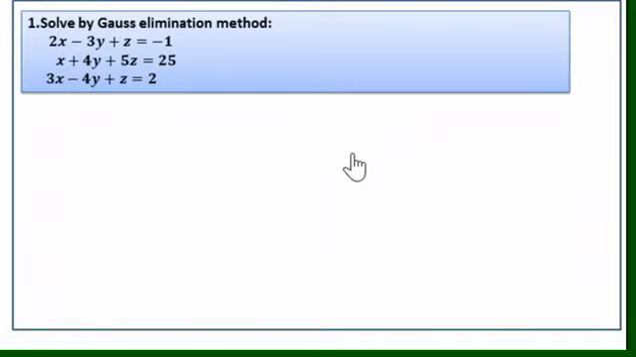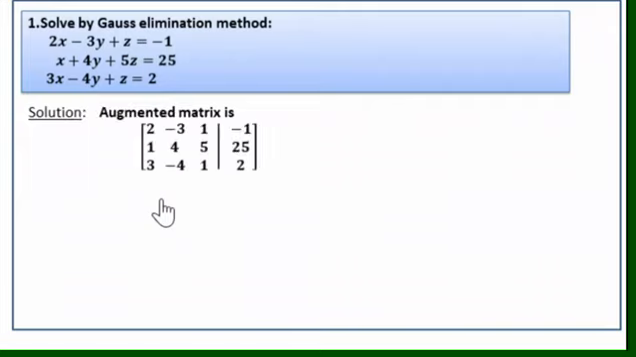Now let us solve some problems. First question, given a system of 3 equations in 3 unknowns x, y, z. Solve this by Gauss elimination method. So first step, we write the augmented matrix for the given system of equations.